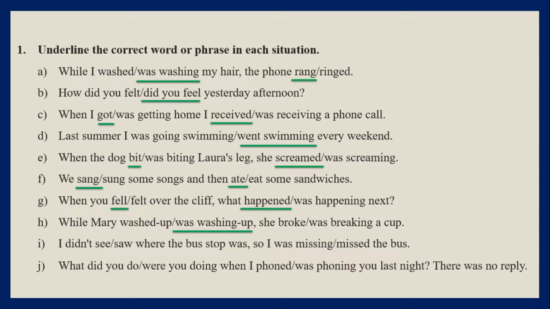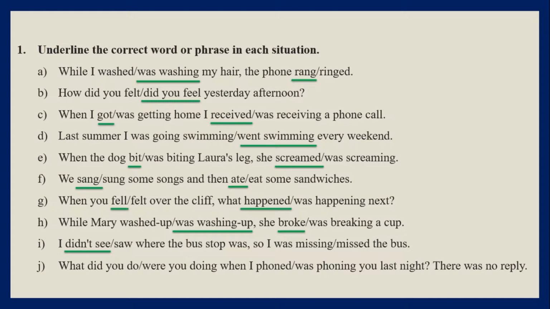H. While Mary was washing up, something was in progress at a specific time in the past. She broke a cup. This is your main event. So washing up is the background situation, and broke is the main event. And broke is the past form of break, which is another irregular verb.